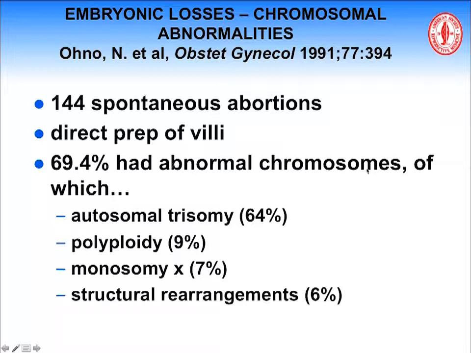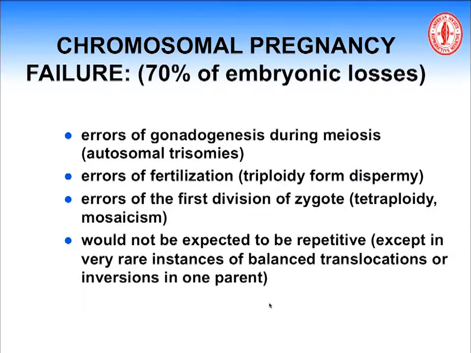70% had abnormal chromosomes, of which about 2/3 are autosomal trisomies, 9% polyploidy, 7% monosomy X, and 6% structural rearrangements. So how do you get an abnormal chromosome in your conceptus? We said it accounts for about 70% of embryonic pregnancy failure.